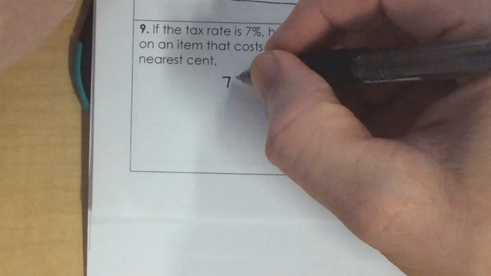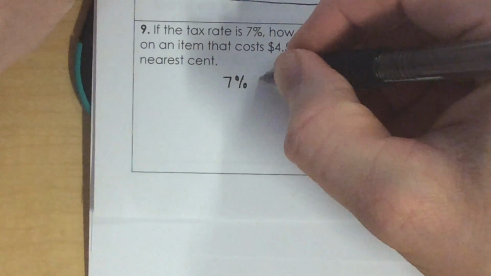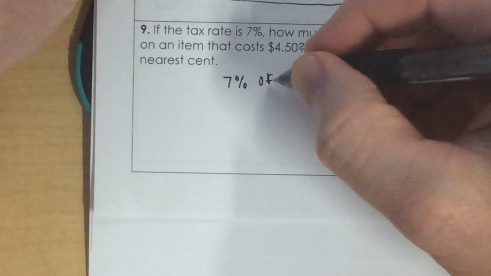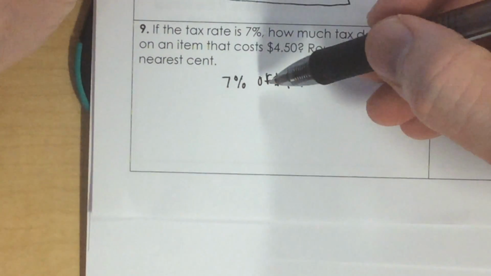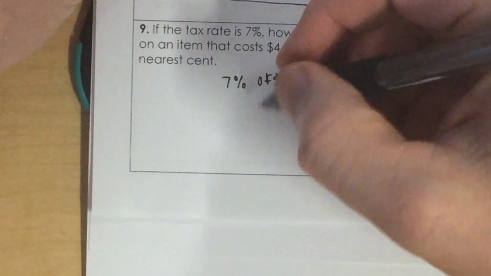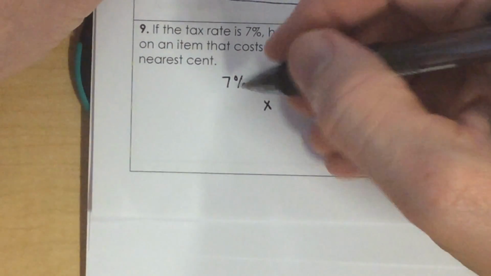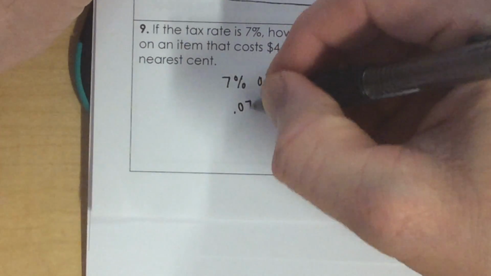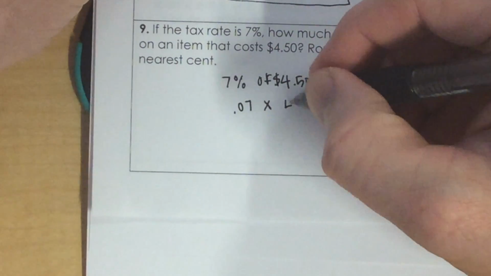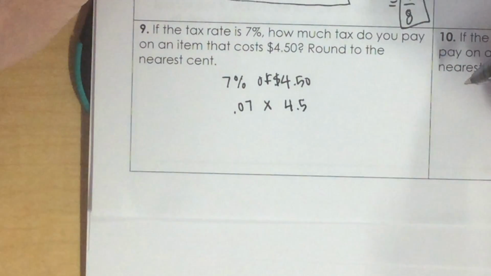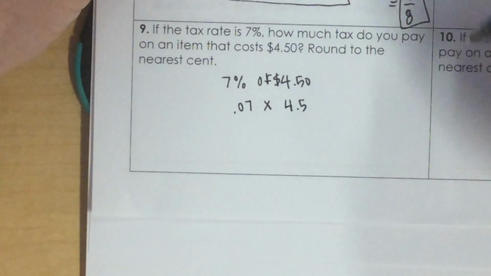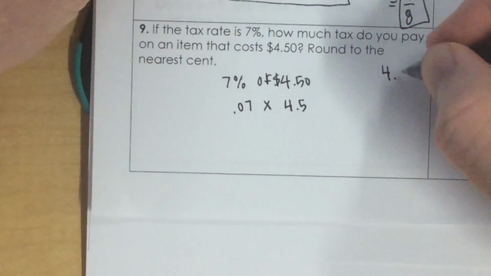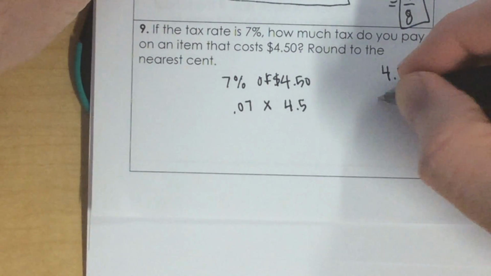We need to figure out what is 7% of $4.50. What is 7% of 450? So we need to remember that of means times. We need to remember that 7% in decimal form is 0.07, and then we have times 4.5. And so if we do this multiplication problem, it should give us the answer of how much tax we have. So let's do a little bit of side work over here.